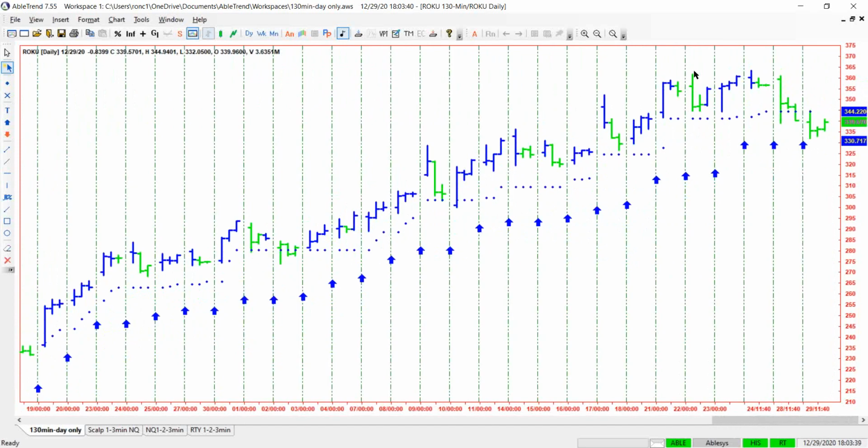Now you have to have a blue bar and you have to have a blue arrow. So you've got to have both. Everything has to be the same color. Or I shouldn't say that. It could be a green bar. You can still get in at that point. That's fine. Green bars are fine, being that we're in such a strong uptrend.